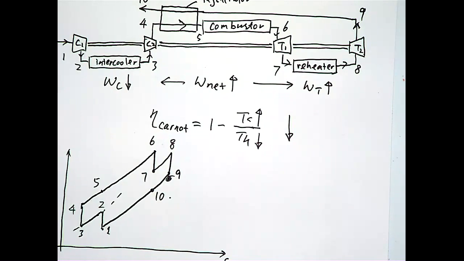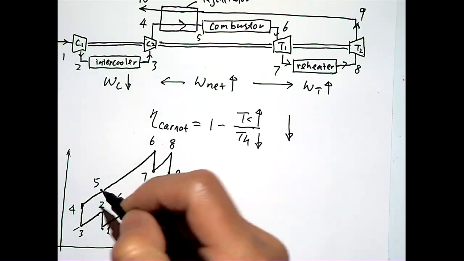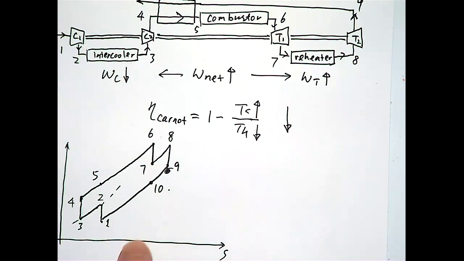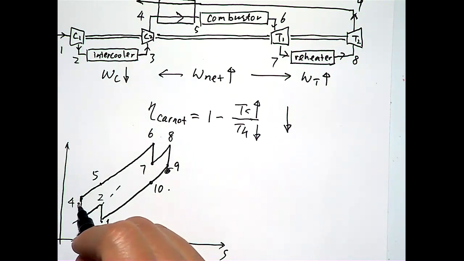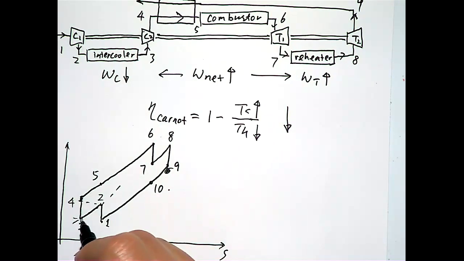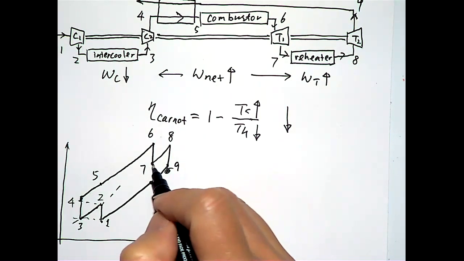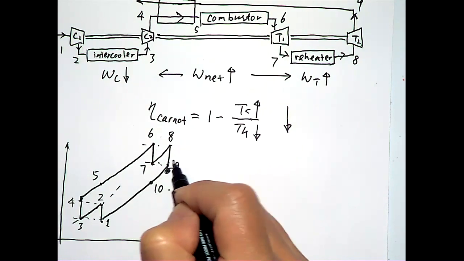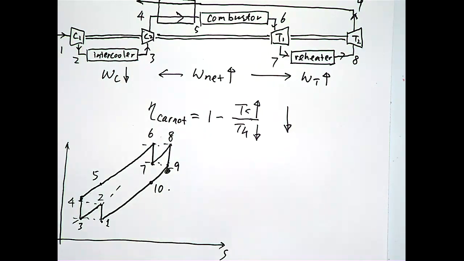In typical cases, you would have the pressure ratio between 1 and 2 versus 3 and 4 being equal. I didn't draw it very accurately, but basically this state 2 is about level, and this state 2 is about level. With that setup, you can minimize the compressor work and maximize the turbine work.